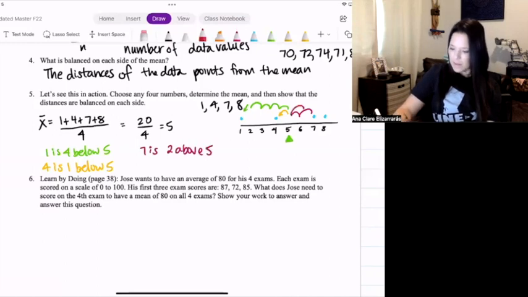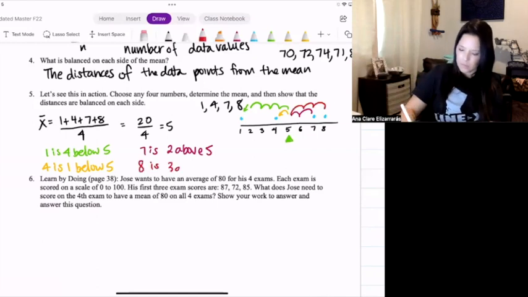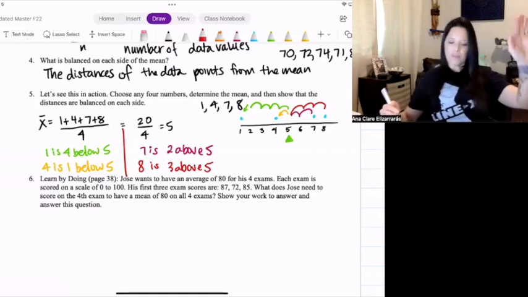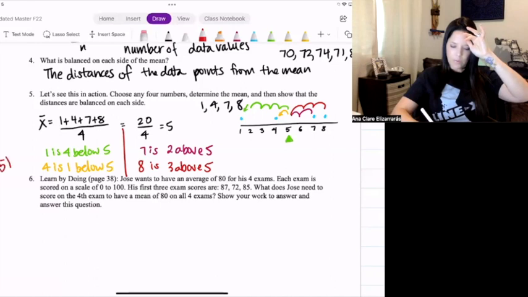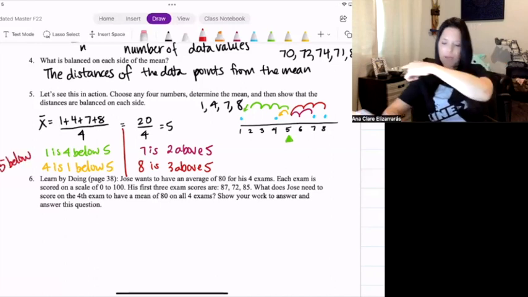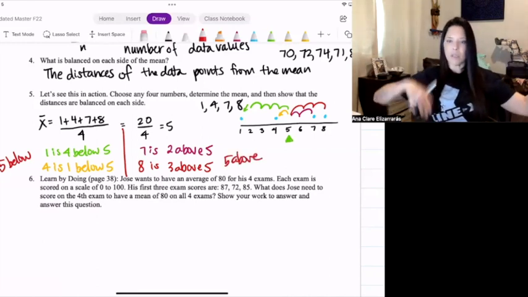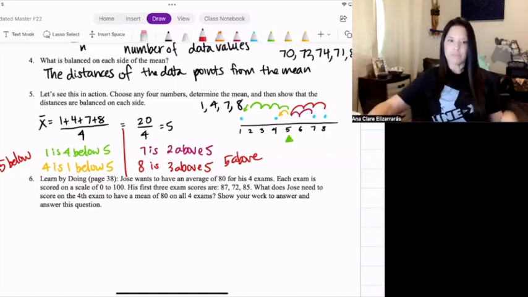And then 8 is 3 away to the right. So on the left-hand side, we have 4 below and 1 below, which is 5 below total. And on the right-hand side, we have 2 above and 3 above, which is 5 above. So we have a distance of 5 below and a distance of 5 above. Those are balanced. It's equal, 5 and 5.